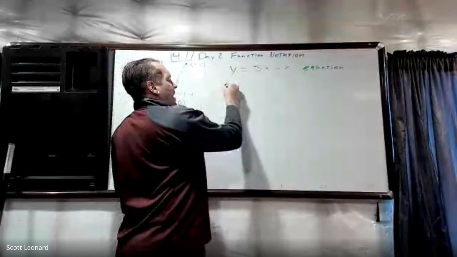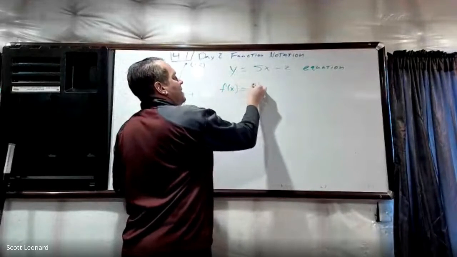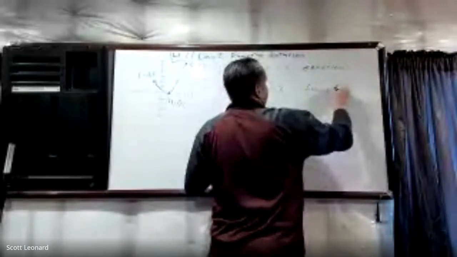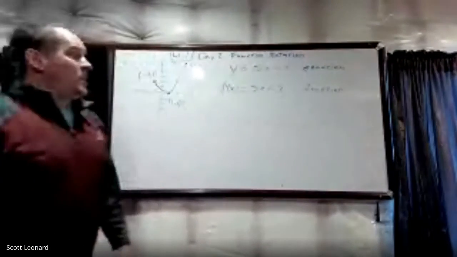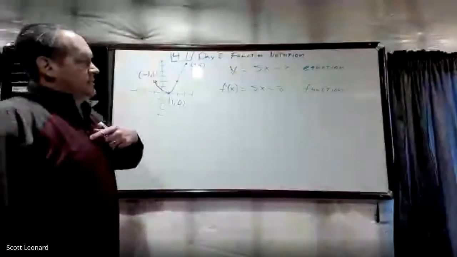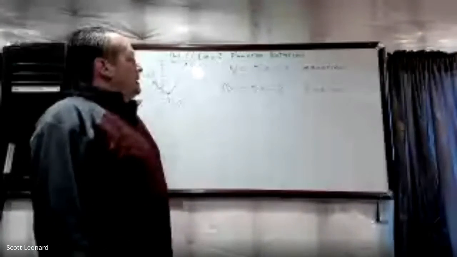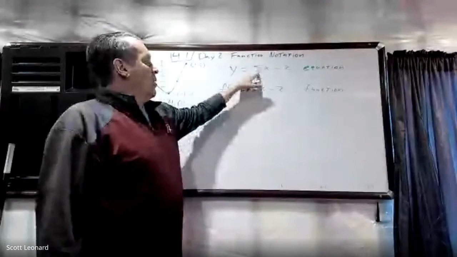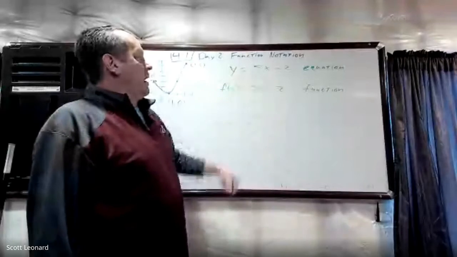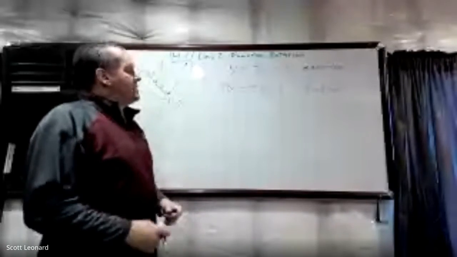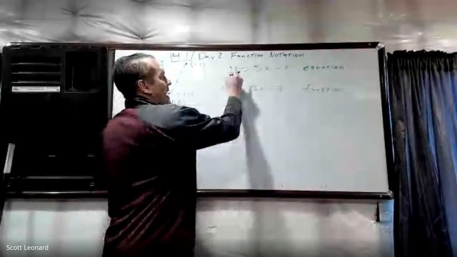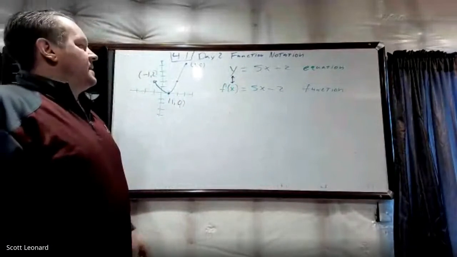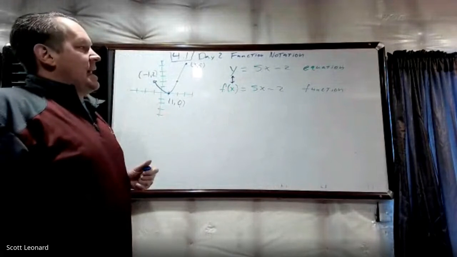The same equation written as a function looks like this. This is a function. There is no difference between them other than the way they are written. They both have a y-intercept at -2 if we were to graph them. They would both go up 5, right 1, up 5, right 1. y and f of x are very similar, and like I said, they mean the exact same thing.